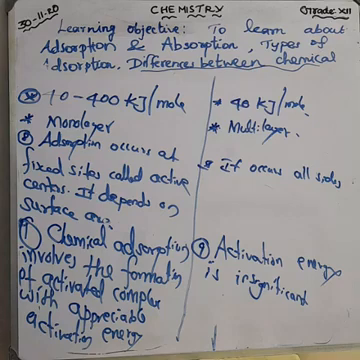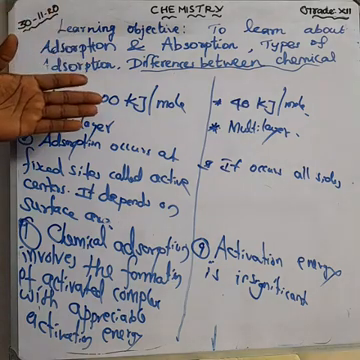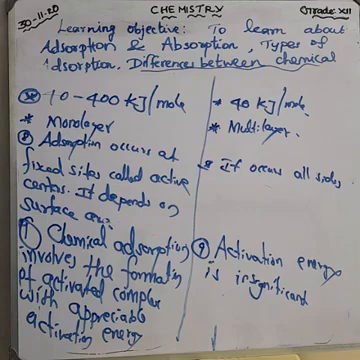Next, the fifth and sixth points. Chemical adsorption involves transfer of electrons between adsorbent and adsorbate. In the physical adsorption, there is no transfer of electrons. Next, the sixth point. In chemical adsorption, the heat of adsorption is high. In physical adsorption, the heat of adsorption is low. And don't forget to write the value. The heat of adsorption is from 40 to 400 kilojoules per mole for chemical adsorption, and only 40 kilojoules per mole for physical adsorption.